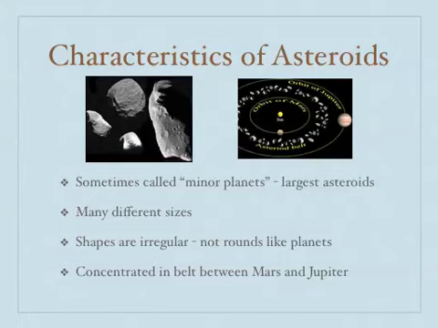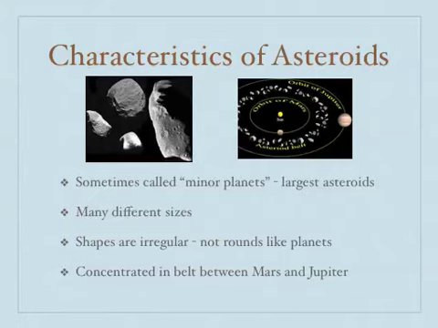Next, we have asteroids. Asteroids are quite large. Sometimes they're called minor planets. They're just a little bit smaller than moons. They do come in many different sizes, so some of them are big, some of them are small. They're very irregular in shape, so they're not round like planets at all. Asteroids concentrate in a belt, and it's between Mars and Jupiter that they orbit.